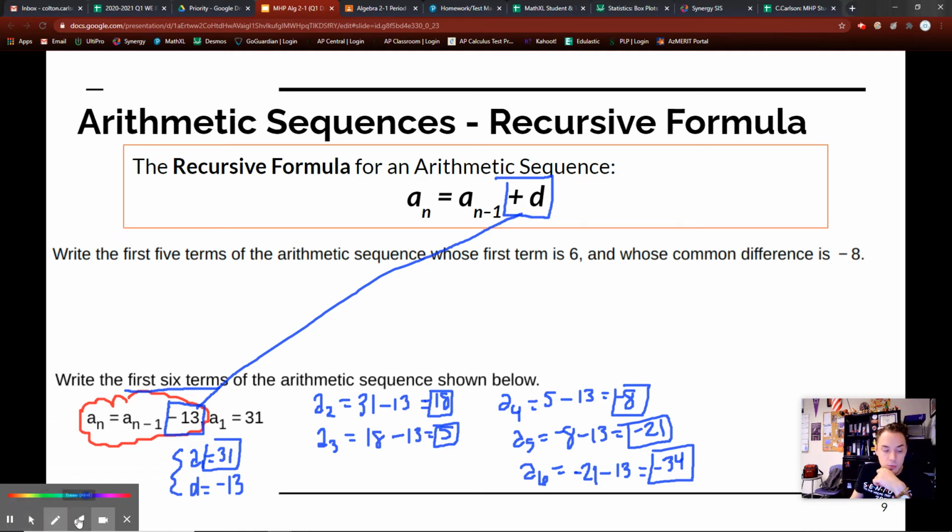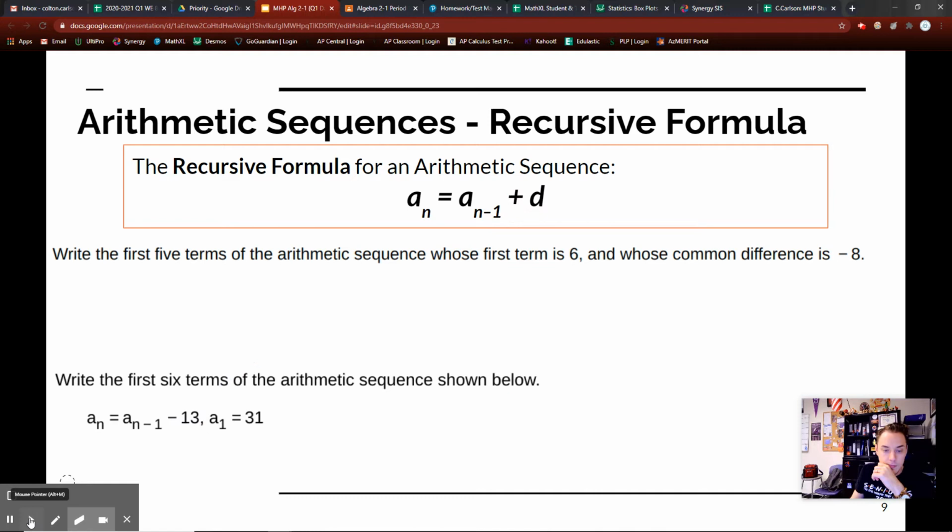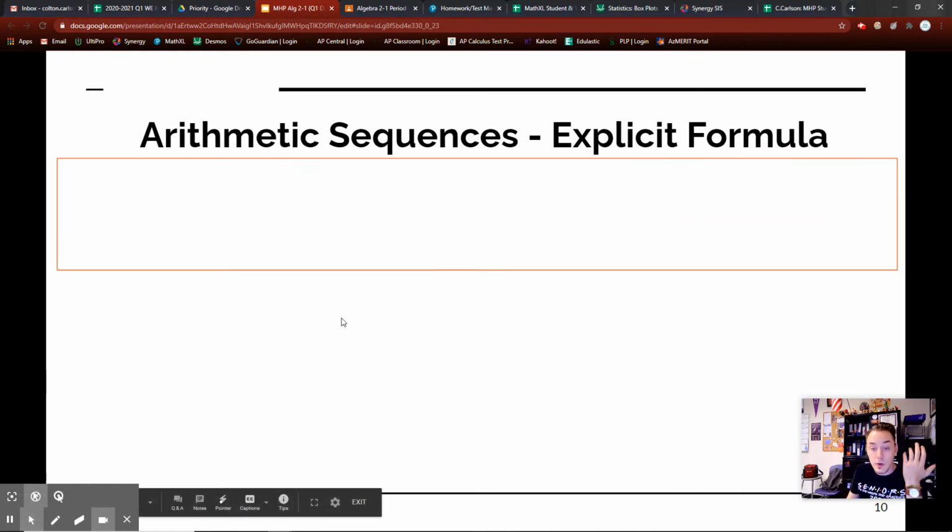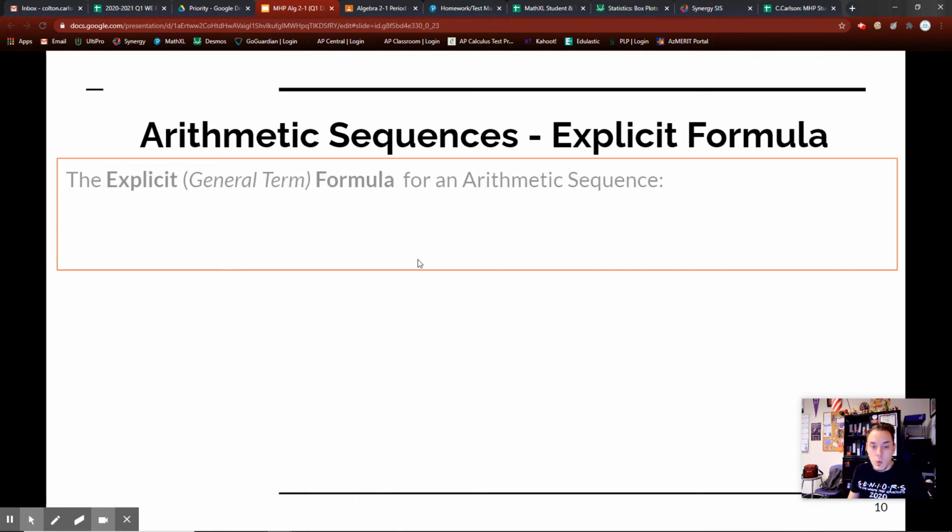Okay, let's erase. Now let's get to what we call the explicit formula. What is the explicit, or sometimes called the general term formula? Well, let me ask you a question.